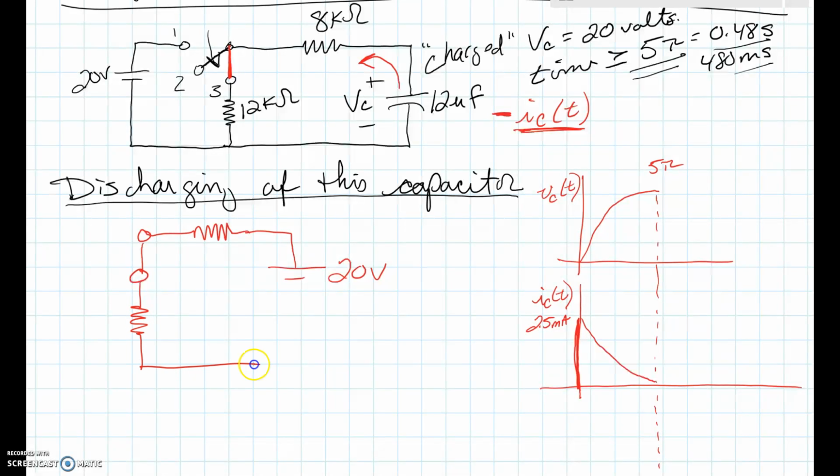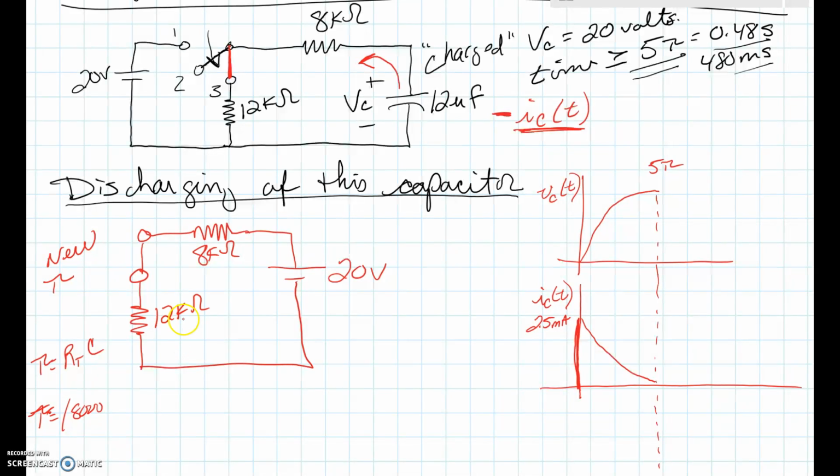But when I move that switch, you've got to remember, now we have an 8K ohm resistor and a 20K ohm resistor. And we have a new tau. Okay? And tau is now RTC, or 8,000.